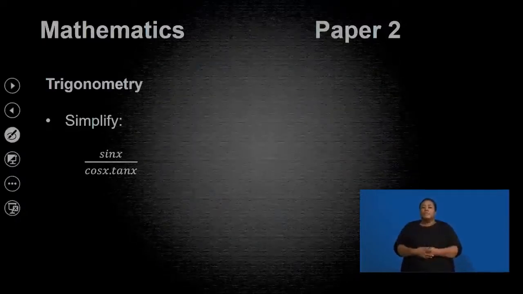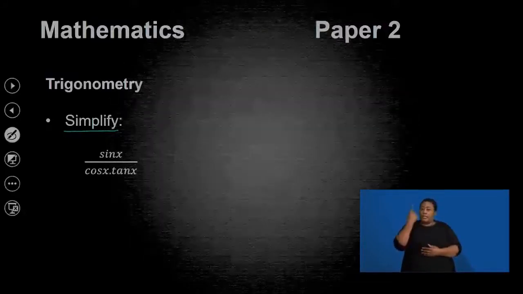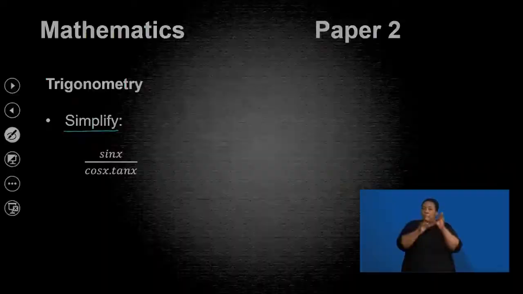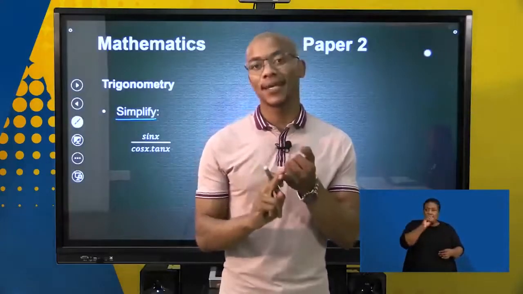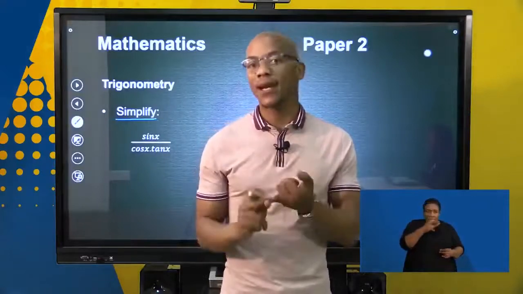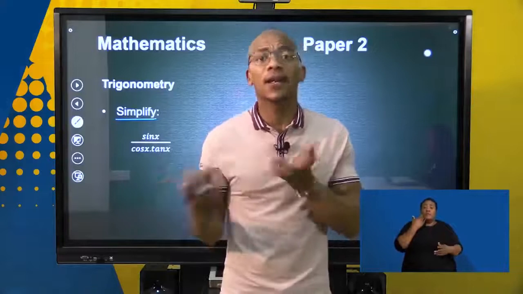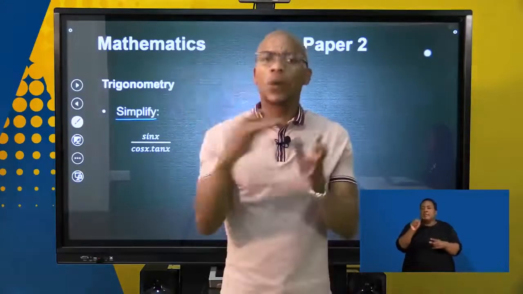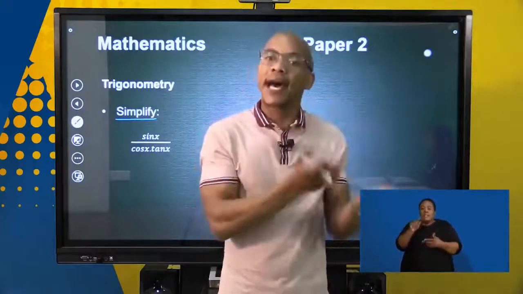So they want us to simplify. Let's understand what that means first. Simplify means we don't want to see tan. So tan theta or tan x, you don't want to see that as your final answer, unless your final answer is sine over cos, then you leave it as tan. But while solving, tan must be done away with using the identities.